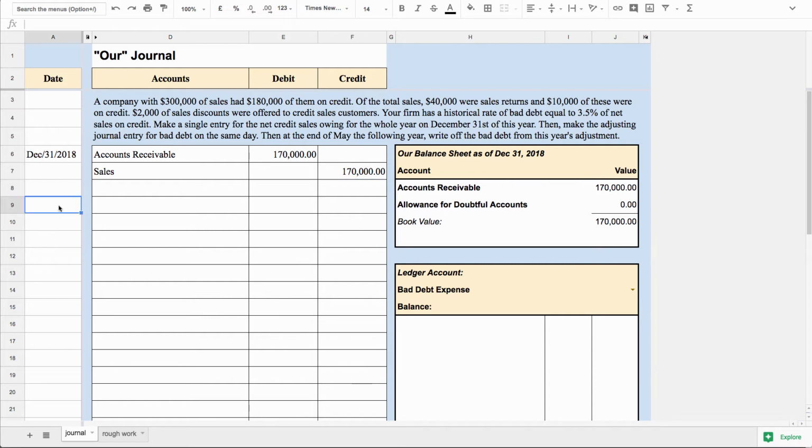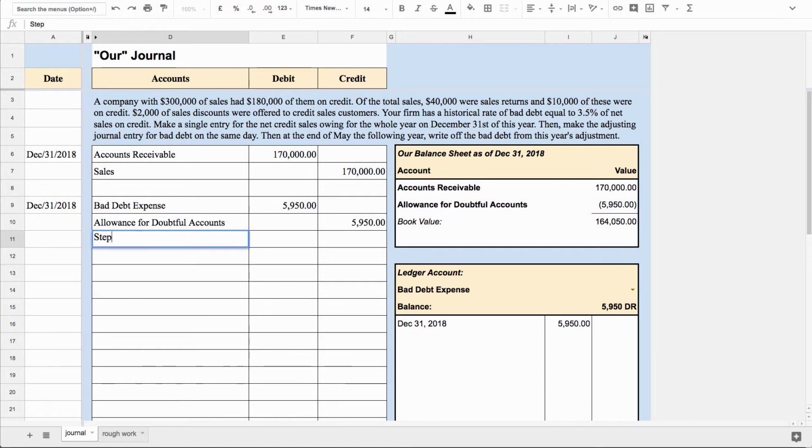So what we have to do also on December 31st is we have to make an allowance. That is step one. So we go bad debt expense, and that's going to be the 170,000 times 3.5%, because historically that's what we've had as bad debt, and that as a decimal is 0.035, and that works out to be 59.50. And we will credit the allowance for doubtful accounts the same amount, just like that. So I'm going to write down here that this is step one.